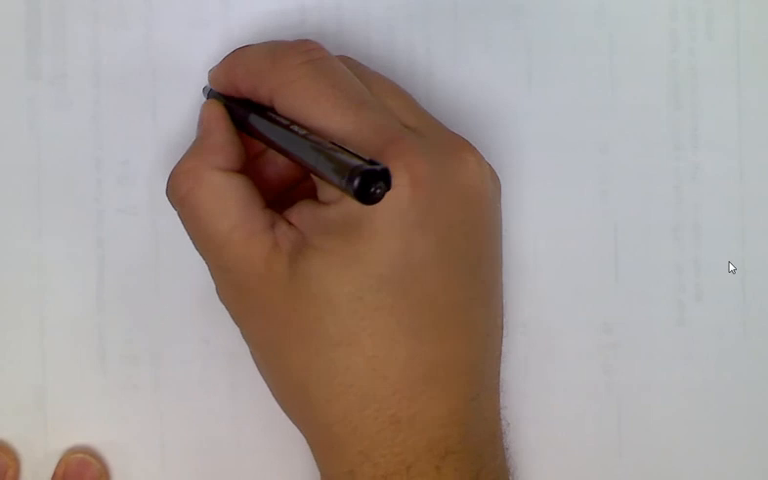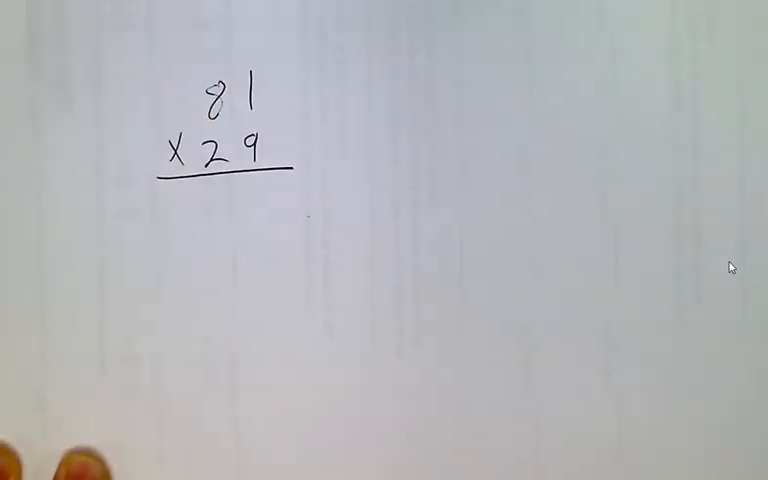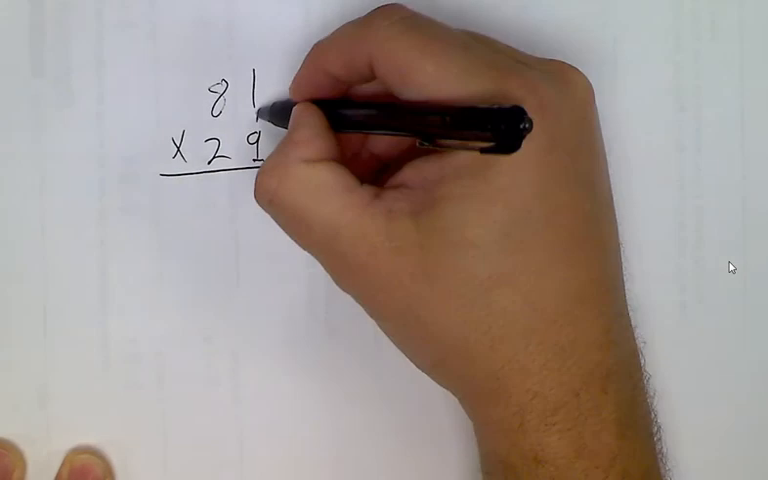All right, so when we multiply numbers, I'll just give you a simple one to start with here. Let's do like 81 times 29, okay? So 81 times 29, we always start with this first number here, the 9. So I'm going to do 9 times the 1, then I'll do the 9 times the 8.